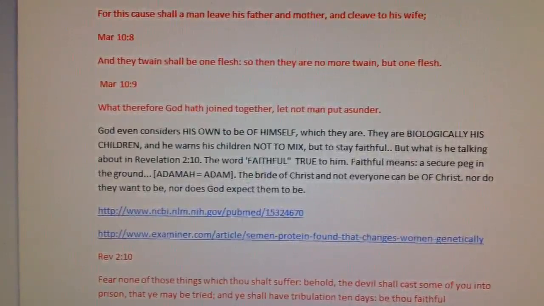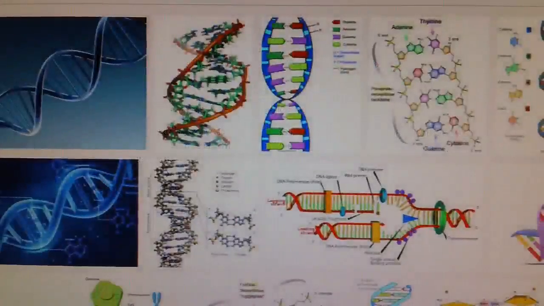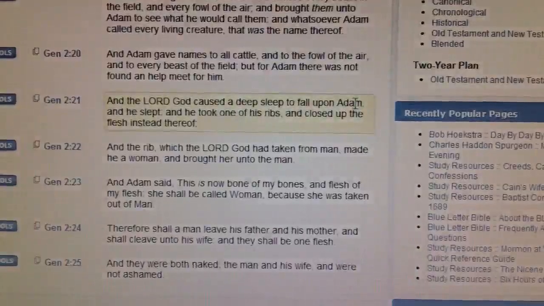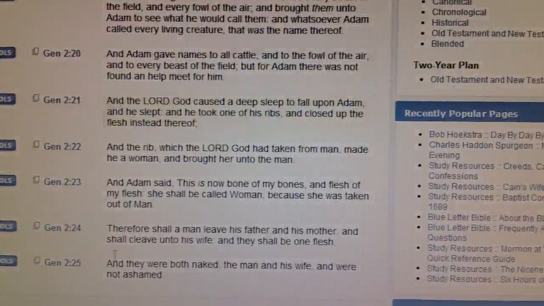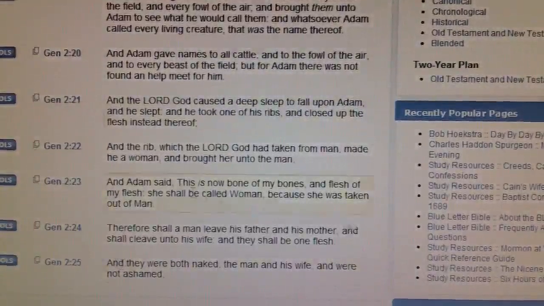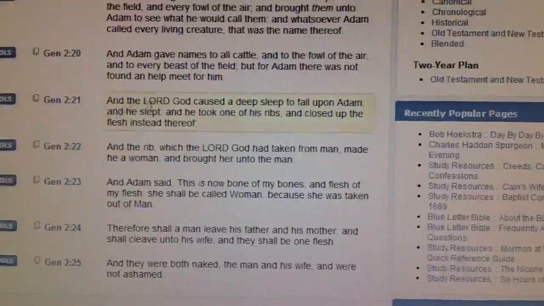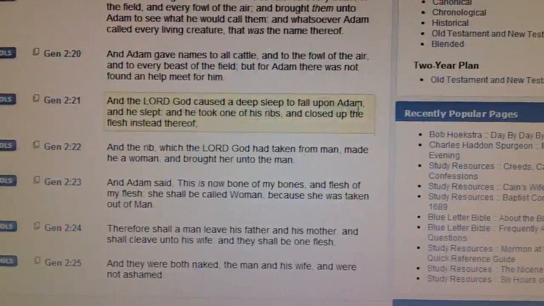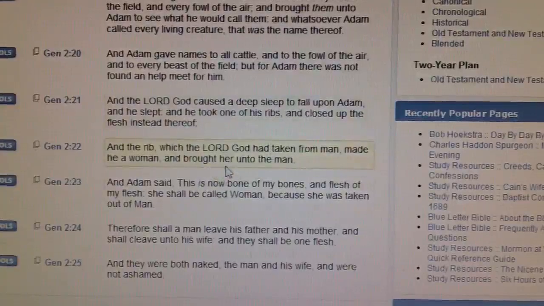Okay, so when you are looking at Adam and Eve, when you are researching Adam and Eve, let's go ahead and go back to Genesis chapter 2. Let's read starting from Genesis chapter 2 verse 21, and we'll take it all the way to the end of the chapter. Okay, all right, so 21: "And the Lord God caused a deep sleep to fall upon Adam, and he slept. And he took one of his ribs and closed up the flesh instead thereof. And the rib which the Lord God had taken from man made he a woman and brought her unto the man." Remember, man is Adam.